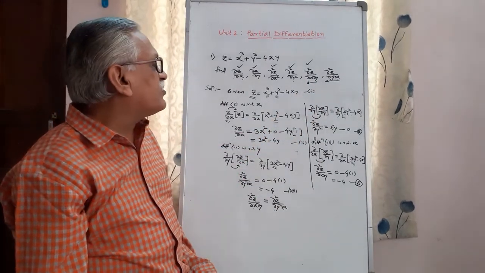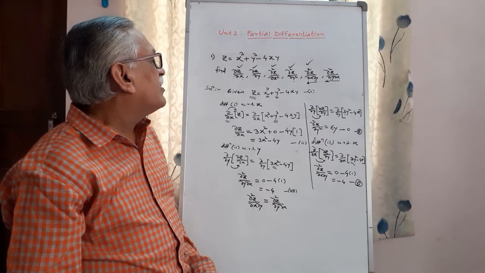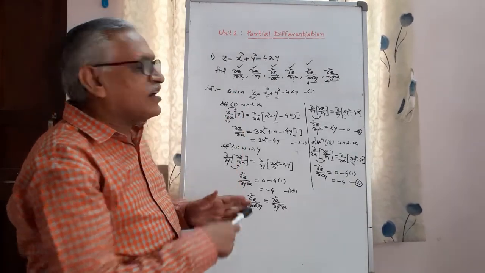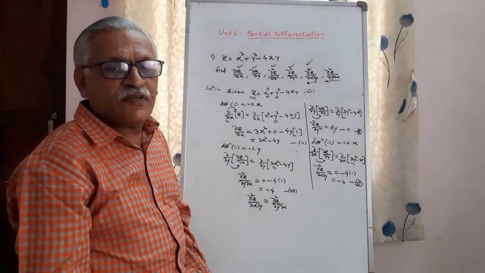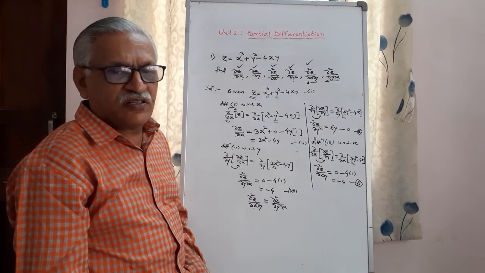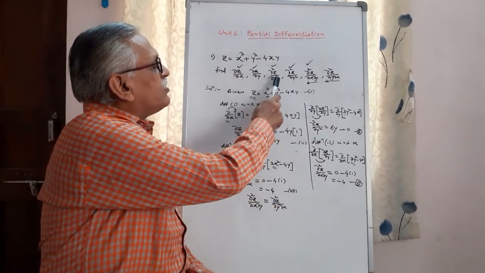Therefore, from this example, I have made it clear how we can obtain the partial derivatives of first order or higher order. Here higher order means of order 2, second order.